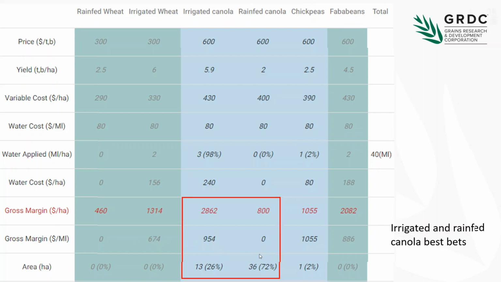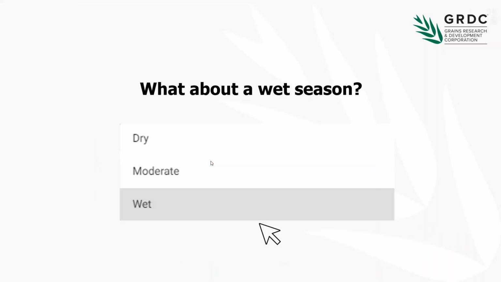Probably the most interesting thing I think is this bottom row. It's saying you should be sowing around a quarter of your farm, 26%, as irrigated canola, the rest as rain-fed canola, a little bit of chickpeas, but that's close enough to nothing. It shows you the profitability associated with them, and if you dig into the numbers you can probably work out why that is. It's actually saying apply nearly all of your allocated 40 megalitres, 98%, to irrigated canola. But what about if it was a wet season?